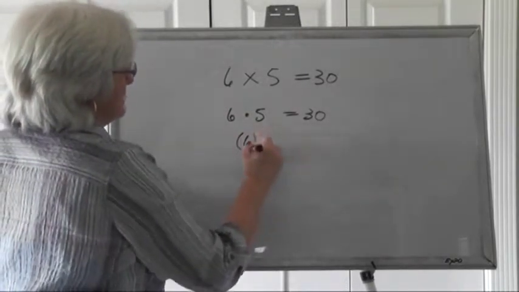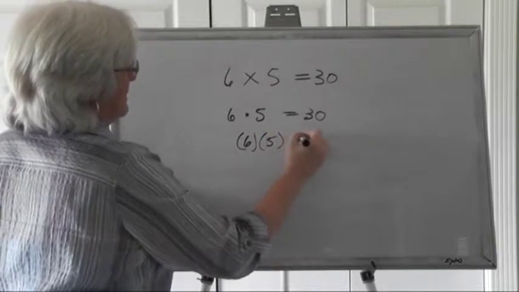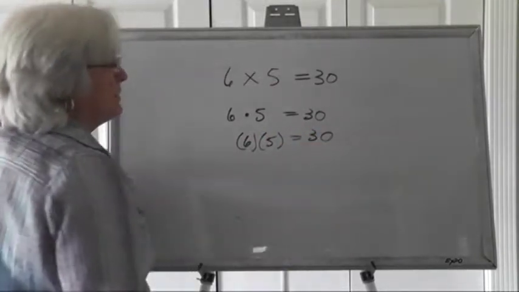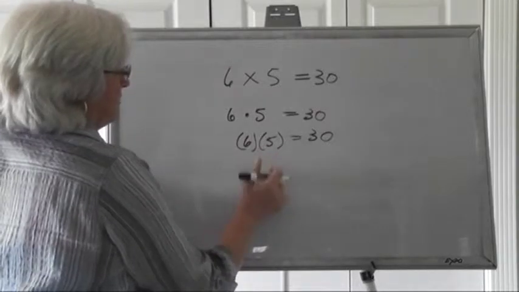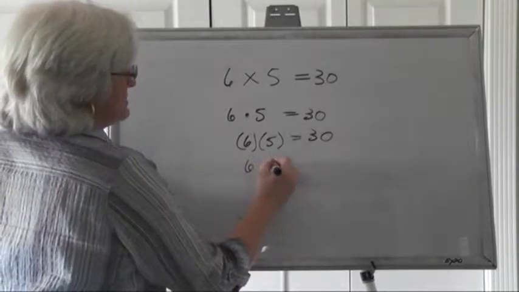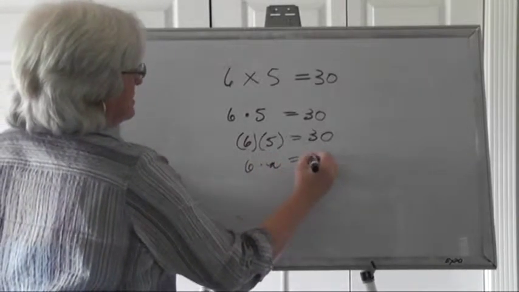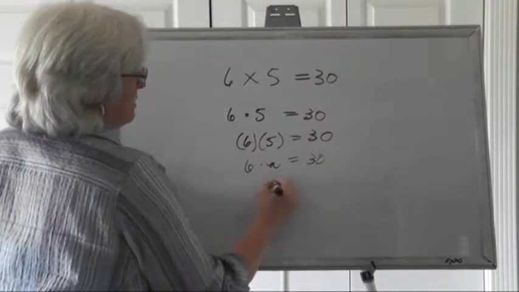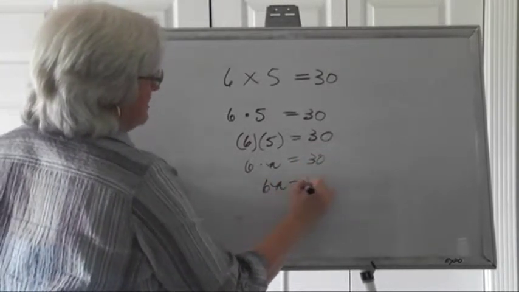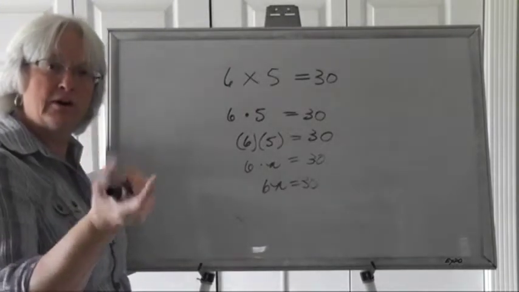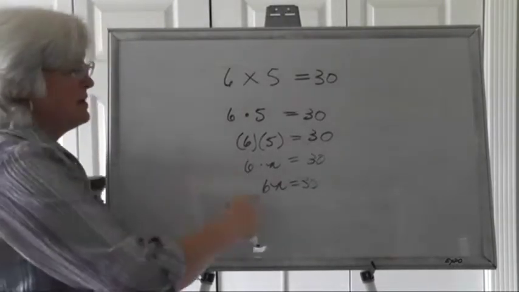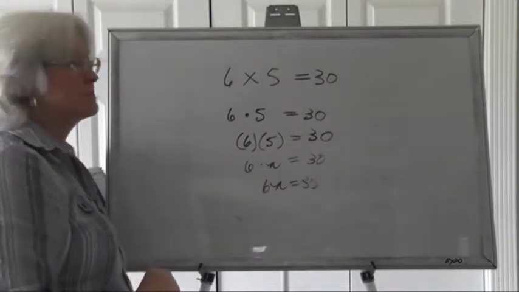You can also use parentheses. 6 times 5 is equal to 30. If you have numbers and variables, you have 6 times n is equal to 30. Or you can just simply say 6n is equal to 30. When the digit and the variable are bumped right up against each other, it just means 6 times.